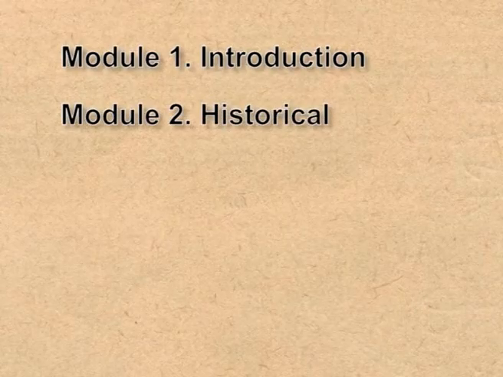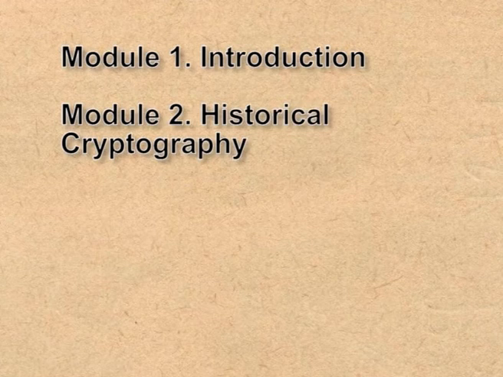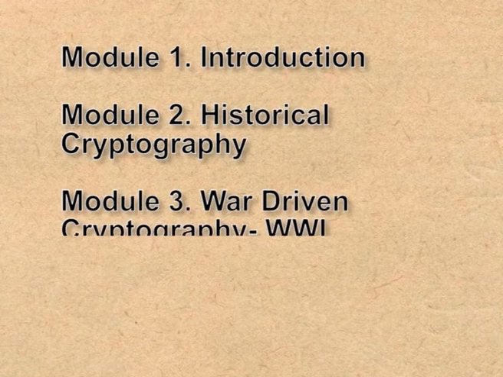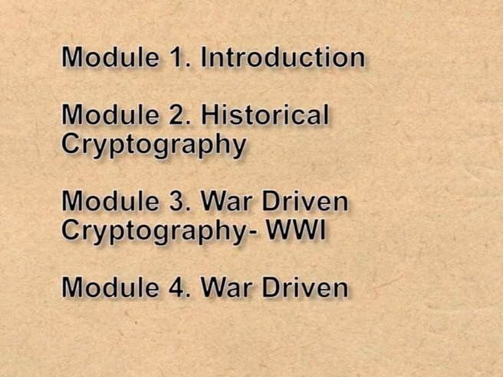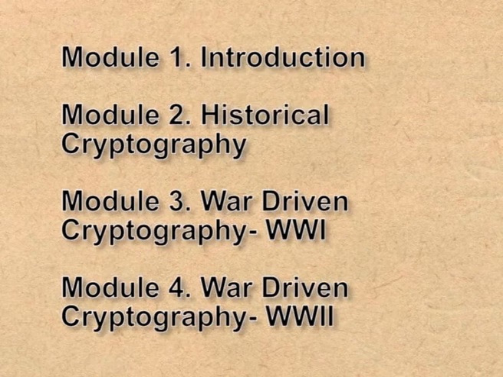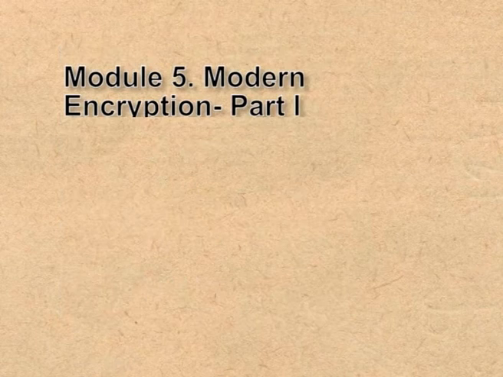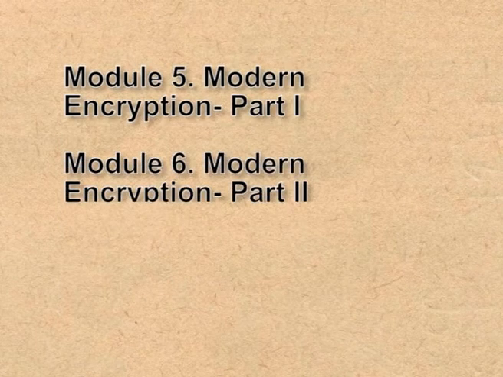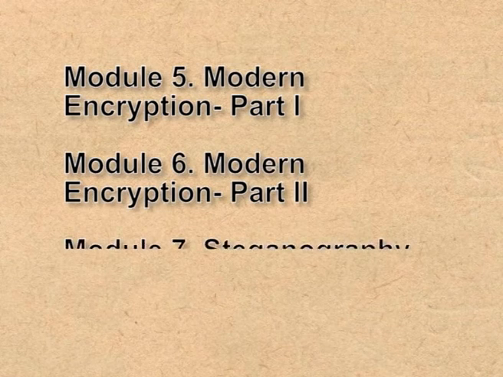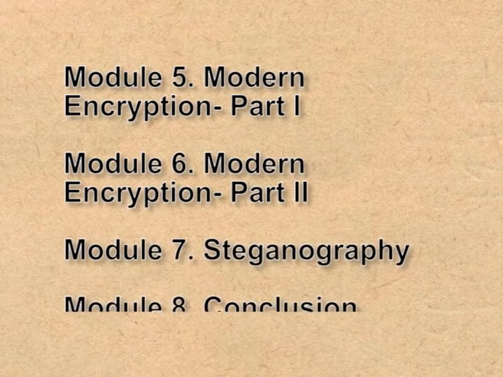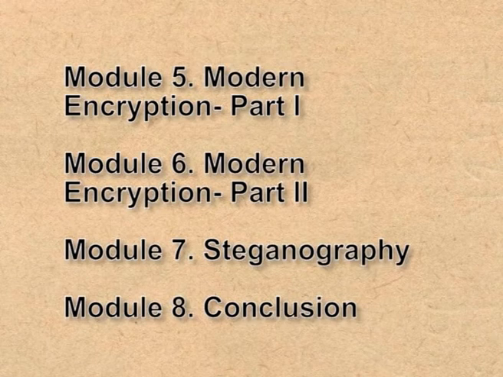Module 1 is regarding introduction. Module 2 is about the historical cryptography. Module 3 is war-driven cryptography in World War I. Module 4 is war-driven cryptography in World War II. Module 5 is regarding modern encryption methods part 1 and Module 6 is regarding the modern encryption method part 2. Module 7 is about steganography and Module 8 is the last module of this lecture, which is the conclusion.